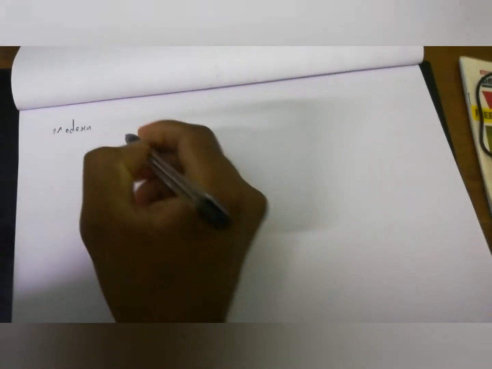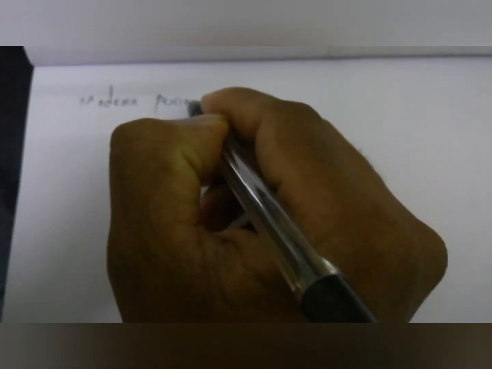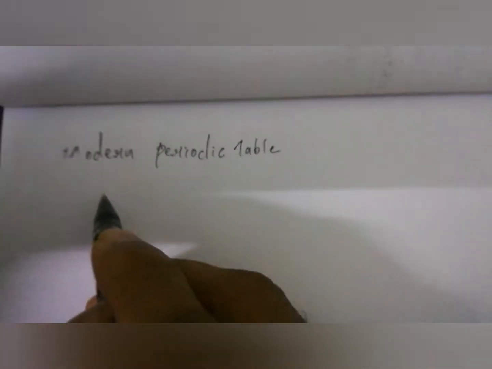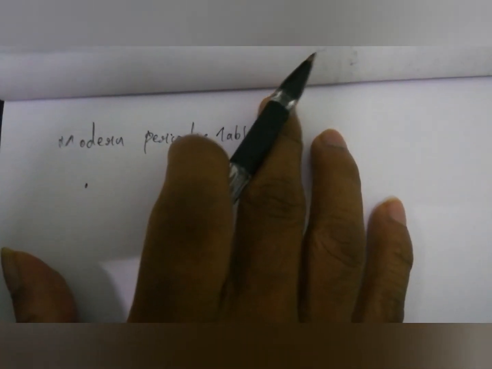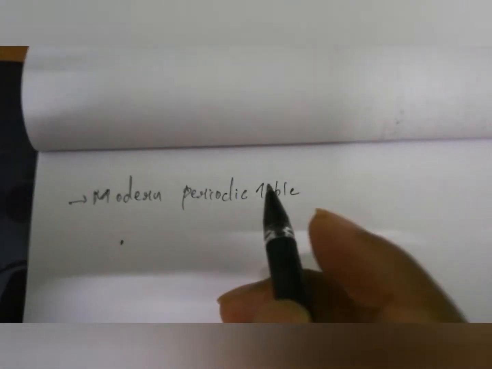Modern periodic table. The modern periodic table was first used by Moseley. We are now using Moseley's periodic table. In early days, we used Mendeleev's periodic table.